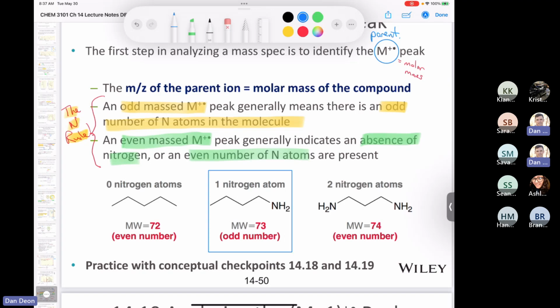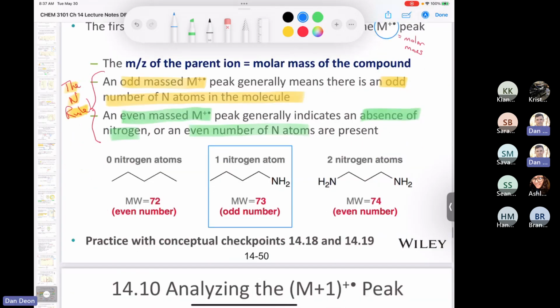There you go. Give me a thumbs up if you're with me on the nitrogen rule. You got to love that nitrogen rule. I mean, what are some favorite rules that we have? I don't know. Nitrogen rule, maybe? All right, let's move on from there.